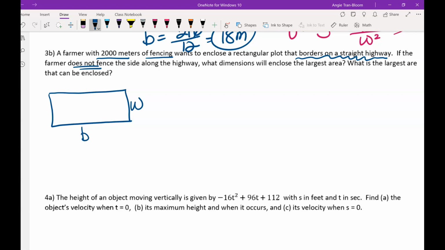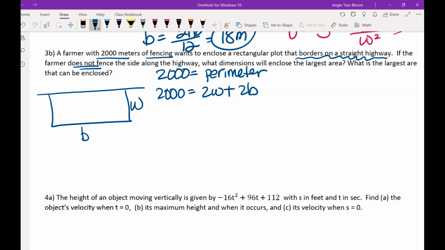Base and width. If it's 2,000 meters, that is going to represent your fencing, and that is going to represent your perimeter. So 2,000 equals 2W plus 2 bases, all right? Now, don't do that, because it says here I have a highway that I am not enclosing. So students, I only have 1 base, all right? So 2W plus 1 base. The farmer does not fence a side along the highway. What dimension will enclose the largest area?